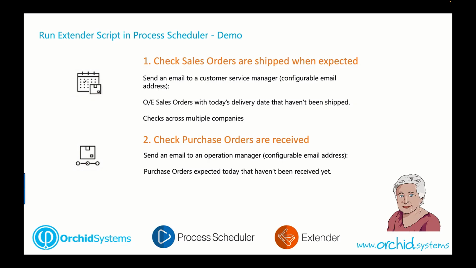First, we're going to look at examples of sending alerts to check that sales orders are shipped when expected. So we're going to send an email to the customer service manager, which is basically a configurable email address, if some sales orders with today's delivery date haven't been shipped. We're going to run this across multiple companies. And we can do the same thing with purchase orders. We'll see how that shows in the process scheduler.